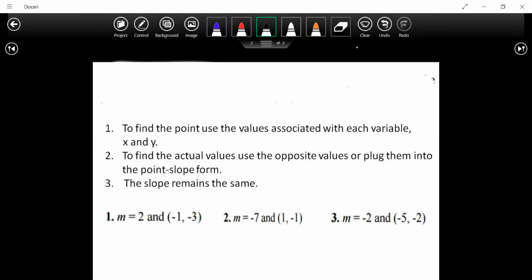Okay, the slope remains the same. In this case, we're still given the original equation. The y goes with the y value, the x goes with the x value. That's what I want you guys to get from this. If you can get this part, everything is very easy. So copy those down, copy down the examples, and we're going to look over them and solve them.